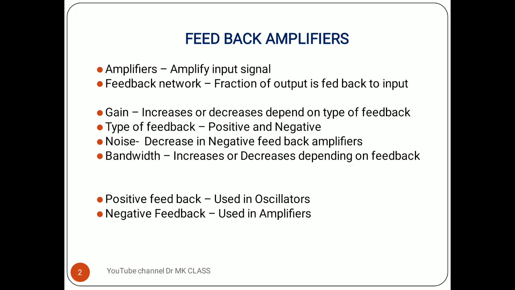Those attenuators are used in the feedback network in the amplifiers. Usually the gain of the feedback network will be less than 1, like 0.9, 0.8, 0.5, 0.2. The gain increases or decreases depending on which type of feedback we are giving, either positive feedback or negative feedback. Noise also decreases in negative feedback, and there is a chance of increasing noise in the positive feedback amplifier.